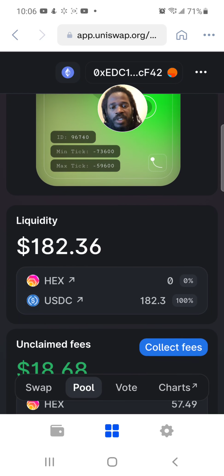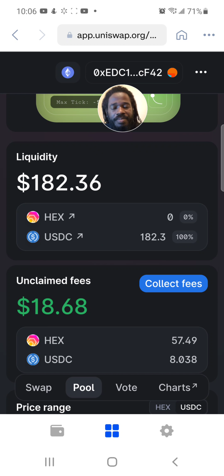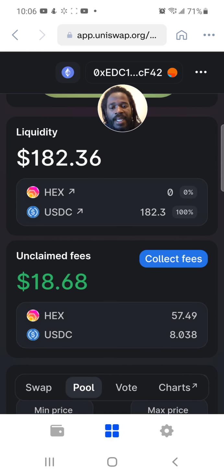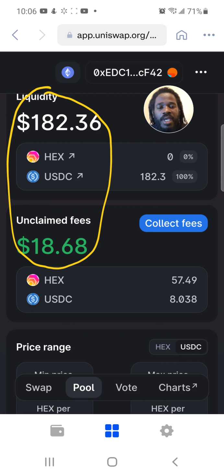All right, so I put in $182 in liquidity. And I have $18 in unclaimed fees. Now, as you can see, that's about 10%. That's a nice little return. I wanted this to continue. I could leave my liquidity there and continue to recoup some fees.